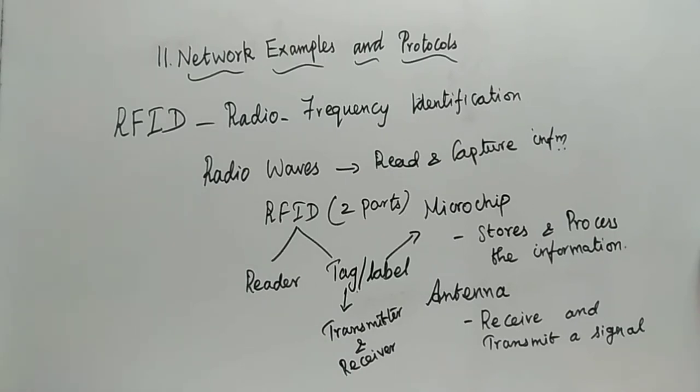So RFID is going to have two parts. What are they? Reader and a tag. So the tag is made up of two components: your microchip, and the next one is your antenna. So what is the task of a microchip? It is going to store and process the information. And what is that of the antenna? It is going to receive and transmit a signal.